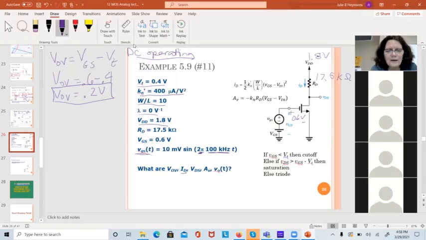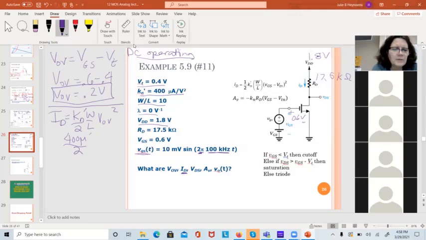Now I want to find ID. And to find ID, I assume saturation. So ID is going to equal Kn prime over 2 times W over L times VOV squared. So my Kn prime is 400 micro, divided by 2. My W over L is 10 and my VOV is 0.2. And that comes out to be number 11. That comes out to be 80 microamps.